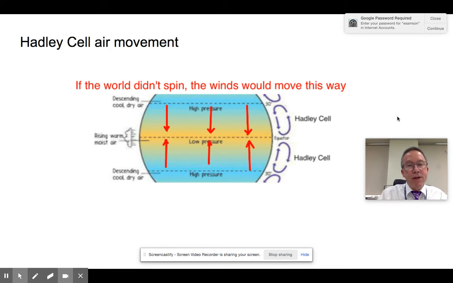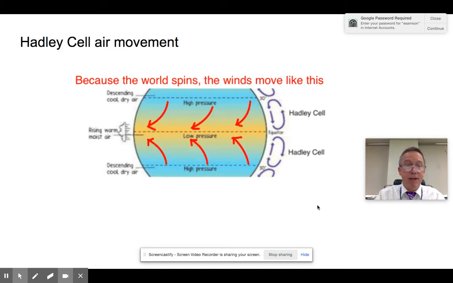Now, at the surface, the general motion of air in the Hadley cell is from 30 degrees towards the equator. Whether we're in the northern hemisphere or the southern hemisphere, the air is trying to move from 30 degrees towards the equator. If the world didn't spin, that's exactly what it would do. But the world does spin. And because of the spin of the world, instead of seeing this pattern, we see this pattern. It's deflected westward.